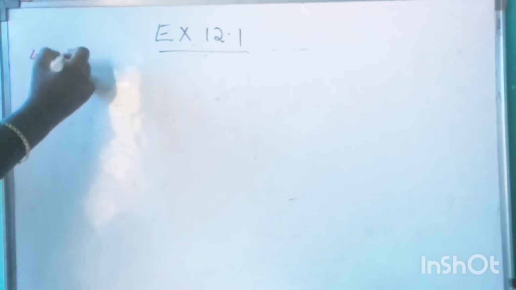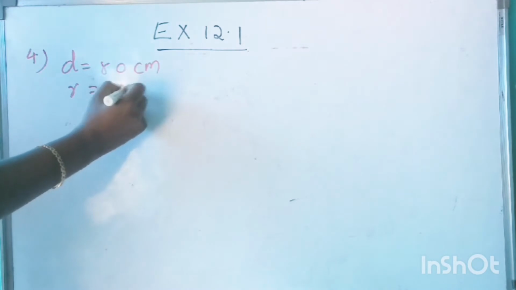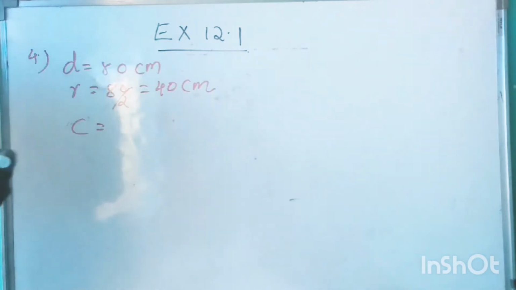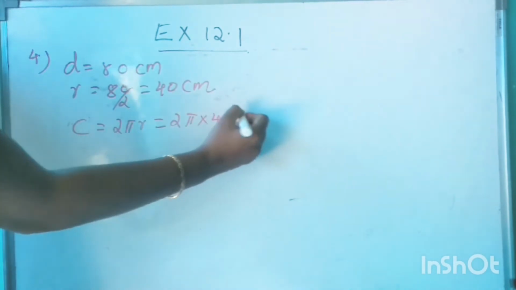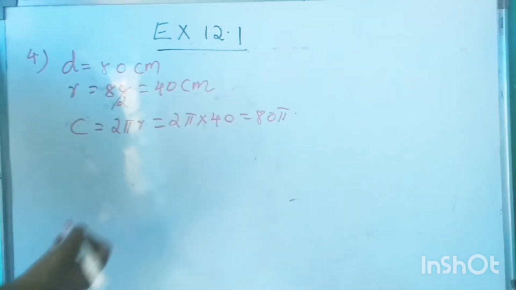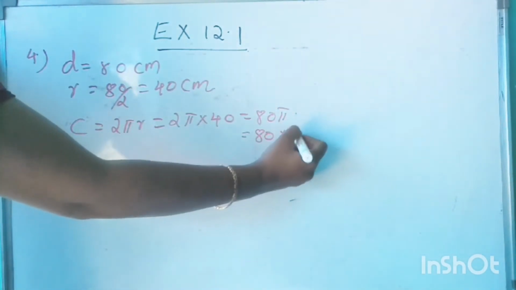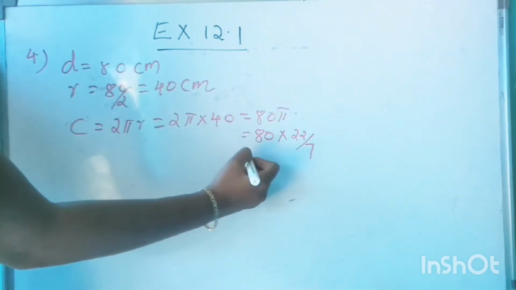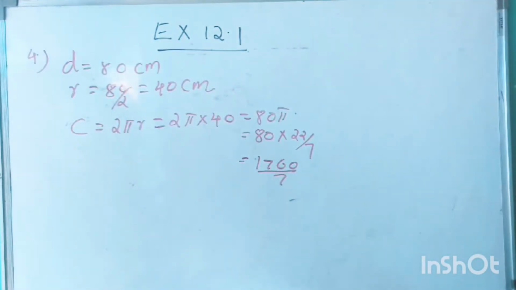80 centimeter. Diameter is equal to 80 centimeter. Then radius is equal to 80 by 2 is equal to 40 centimeter. Then the circumference of this wheel is equal to 2 pi r is equal to 2 pi into 40, that is equal to 80 pi. And we are going to take this pi as 22 by 7. Then 80 into 22 by 7 is equal to 1760 by 7. Okay, this is the circumference of that wheel.